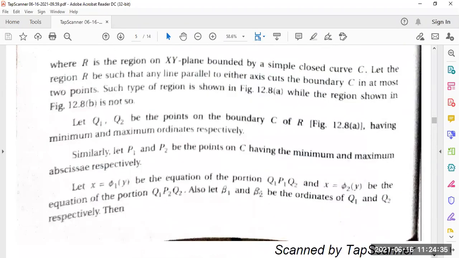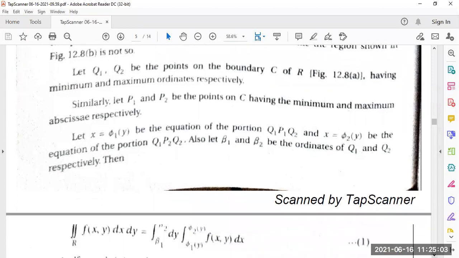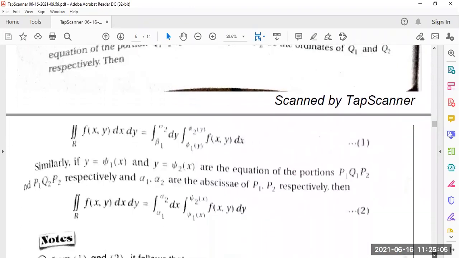Here they are given that let Q1, Q2 be the points of the boundary C having the minimum and maximum ordinate respectively. Similarly, P1, P2 are the points having the minimum and maximum abscissa respectively. Let x equal to phi 1 y be the curve Q1, P1, Q2 and x equal to phi 2 y be the curve Q1, P2, Q2. Also let beta 1, beta 2 be the coordinates. This is the theory part. It is not required. So we have to take only the integration.